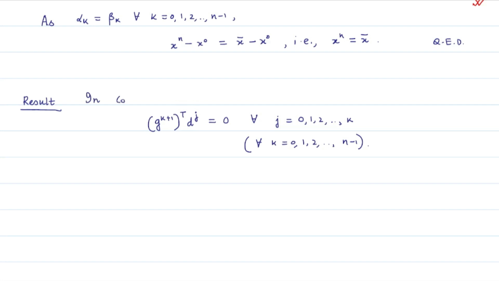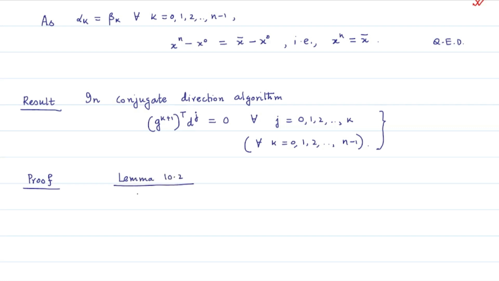So in the conjugate direction method or conjugate direction algorithm, we have this result true for every k equal to 0, 1, 2 till n minus 1. The proof of this result is a straightforward calculation, and I'm not going to prove this result. If you are interested, you can look at the result in Lemma 10.2 at page number 155 of the Chong and Zak book, which I have referred to quite a few times in the previous lectures.